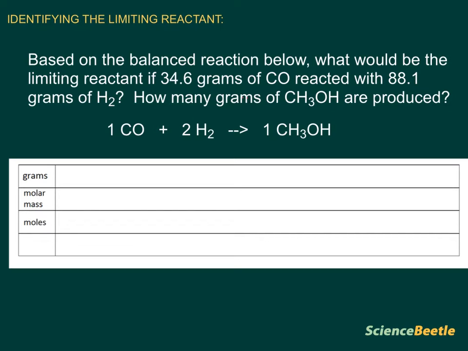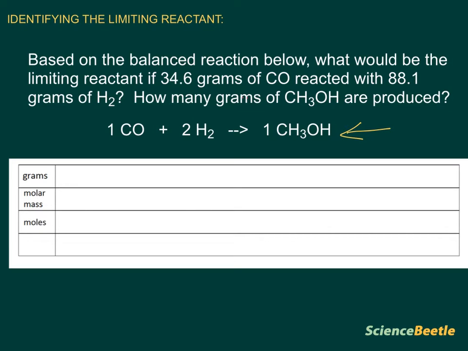In the problem here, I've prepared a sample problem for us. Notice that we see a reaction equation here at the bottom, and we're going to start trying to answer this problem. But let's begin by reading the problem. The problem reads: based on the balanced reaction below, what would be the limiting reactant if 34.6 grams of carbon monoxide reacted with 88.1 grams of hydrogen gas? It also wants to know how many grams of methyl hydroxide are going to be produced.